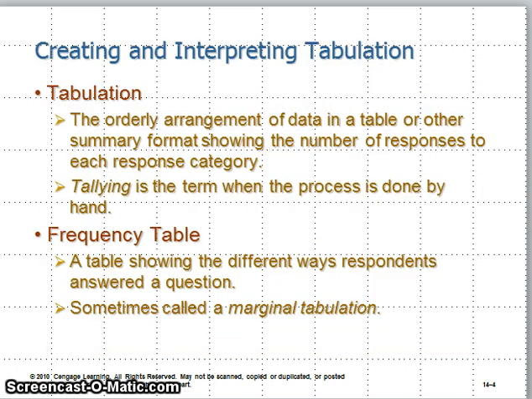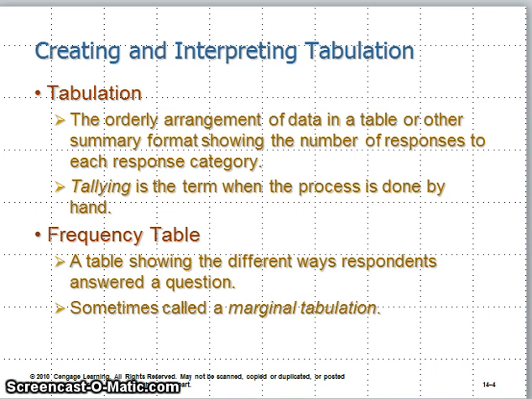Creating and interpreting tabulation. What is tabulation? Tabulation is the orderly arrangement of data in a table or other summary format showing the number of responses to each response category. Tallying is the term when the process is done by hand. You've heard of the phrase tallying your vote. That's usually when you count votes by hand.